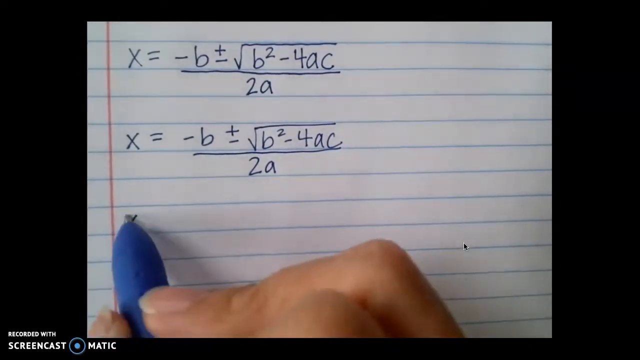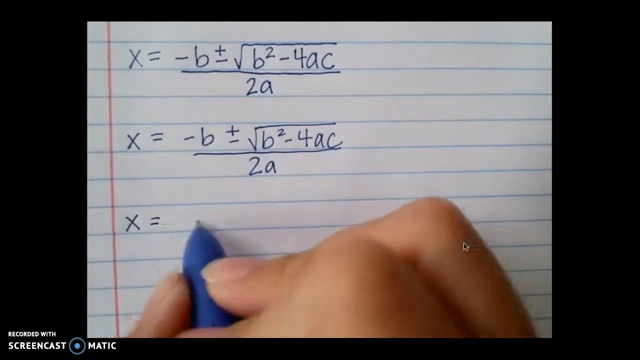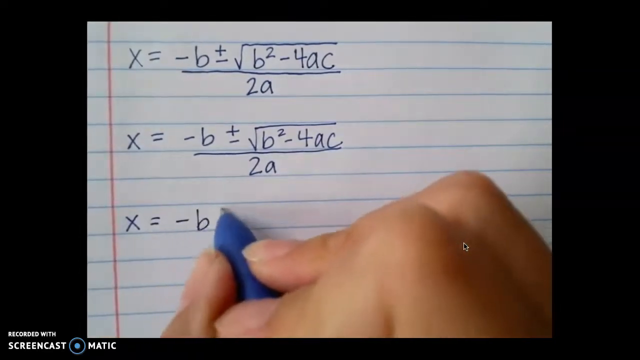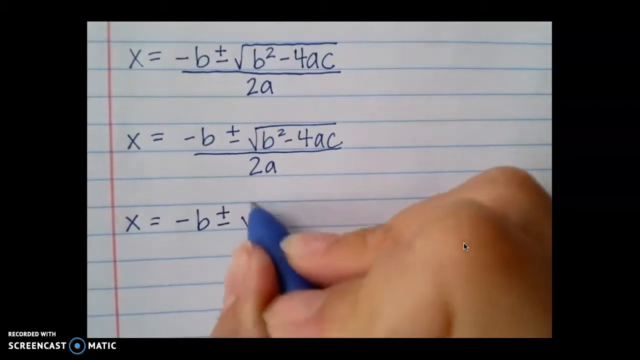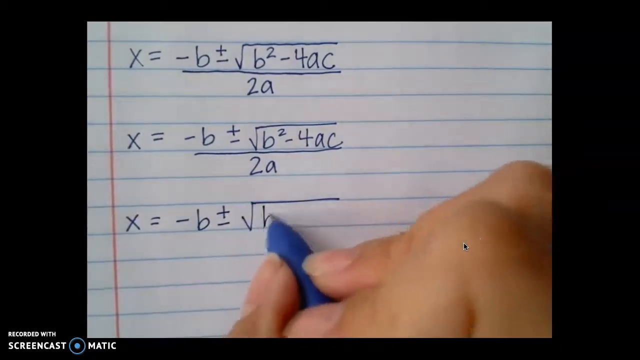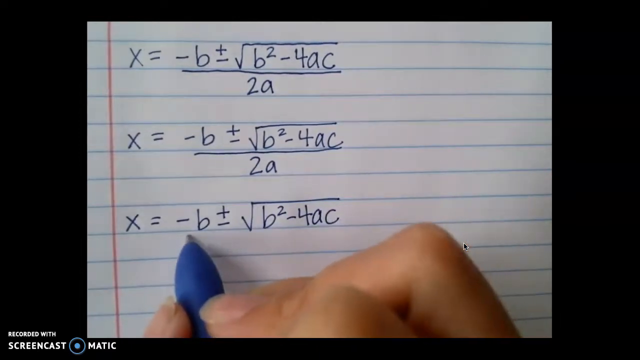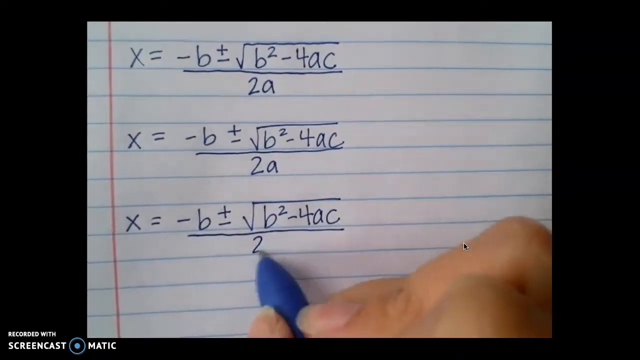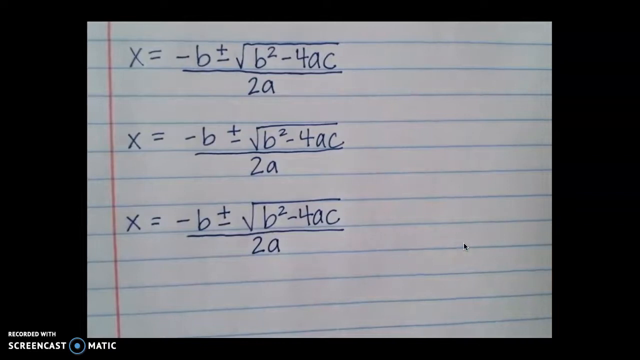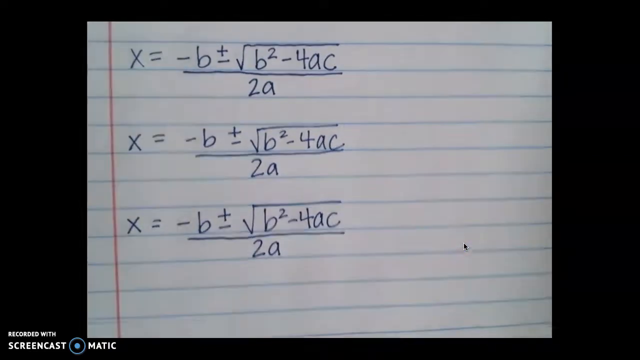Here we go. X equals opposite b plus or minus the square root of b squared minus 4ac. Can't write that fast. All over 2a. Okay, now that we've written that a million times, let's actually figure out how to use it.